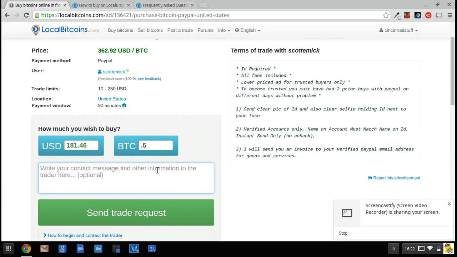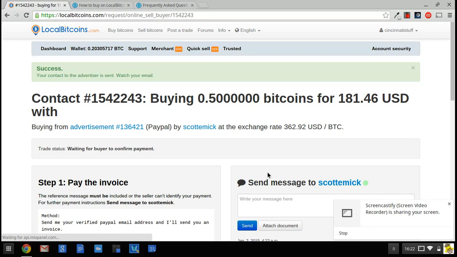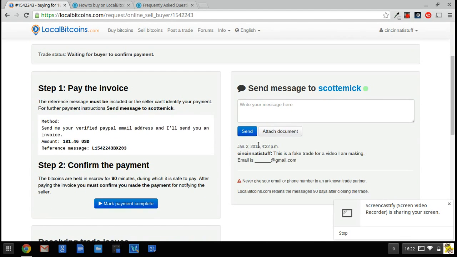And we're going to write in a note for Scott. This is a fake trade for a video I am making. Typically, you would put in your email address for a PayPal trade so that Scott can look it up and verify it's correct. And then you're going to send the trade request. That is all. Now, once the trade is complete, let's send Scott a message.